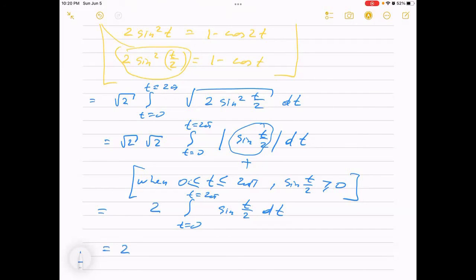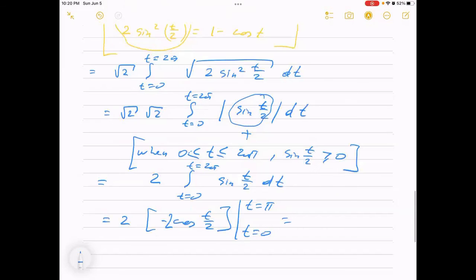2, antiderivative of sine is negative cosine of t over 2, and because it's t over 2, we will have an extra 2. And the limits of integration are t equals 0 to t equals 2 pi. Substitute the upper bound, substitute the lower bound. So we're going to get 2 times negative 2 cosine of pi, which is negative 1, minus 2 times 1. So the final answer in our case is going to be 8.